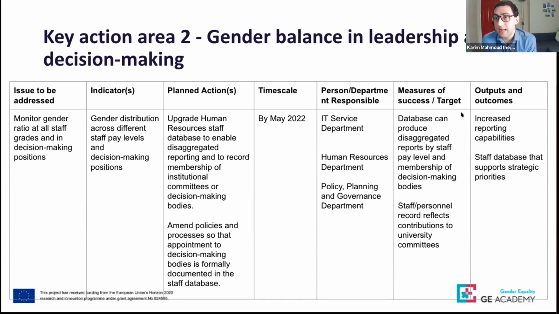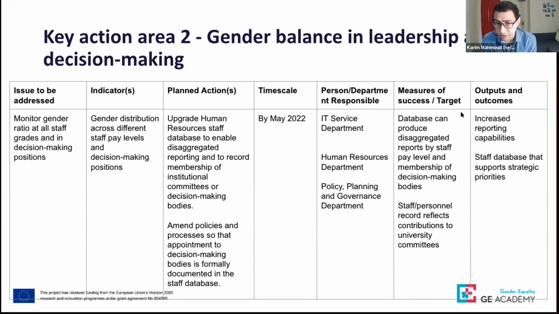And so this involves a number of different departments. In my case, an IT service department, because they're the ones responsible for the staff database, the Human Resources Department, and then we have a lovely department called Policy Planning and Governance, and they're responsible for policies and procedures and planning, as the name suggests. So they like bureaucracy, and they make sure that processes can be created in order to capture this new way of doing things.